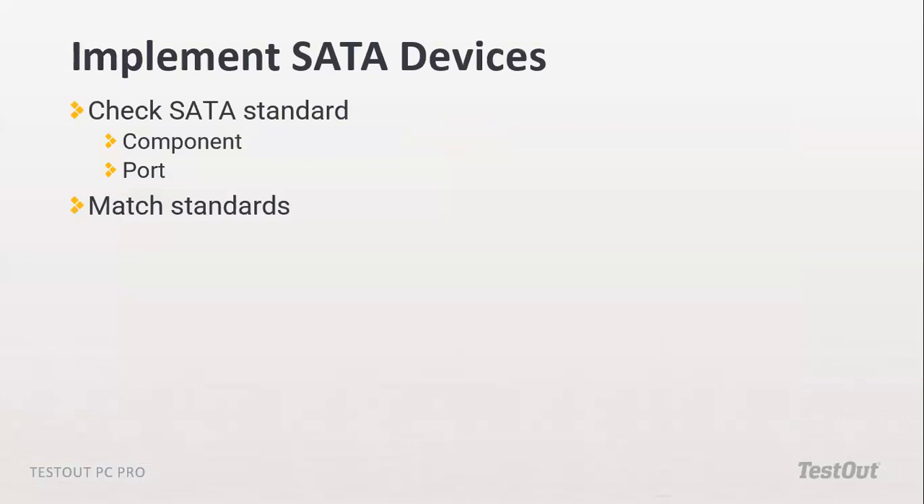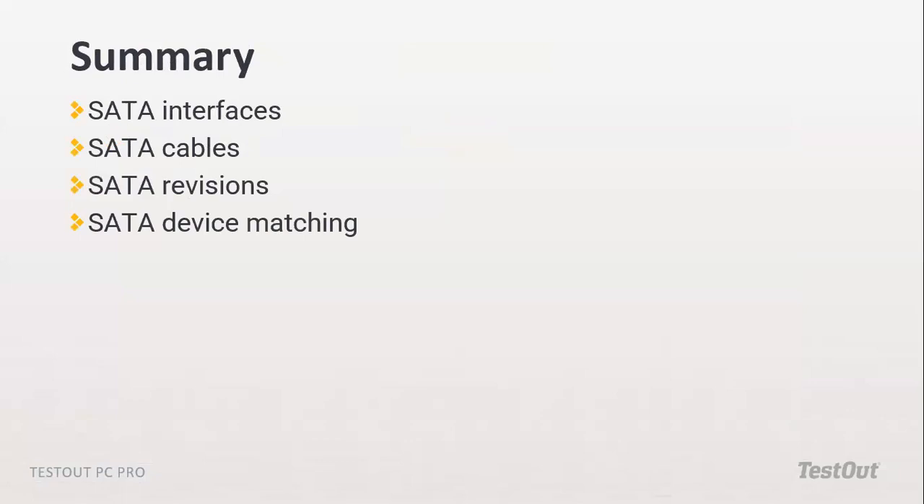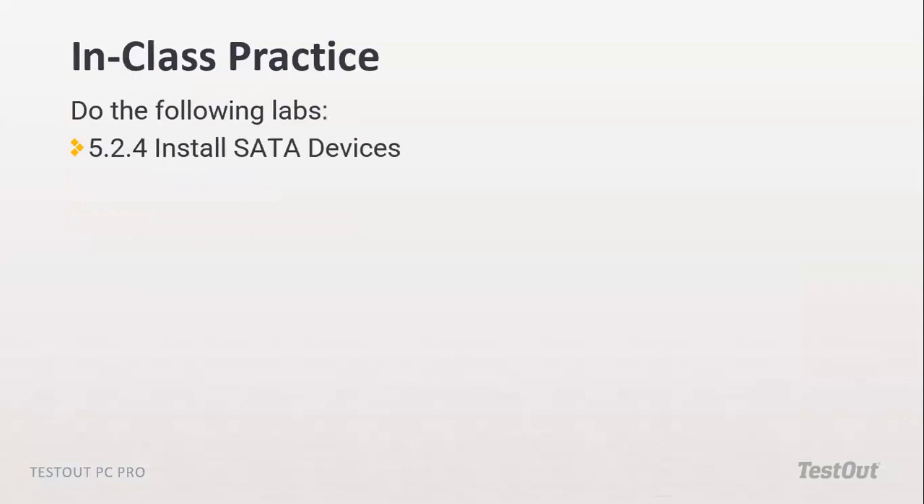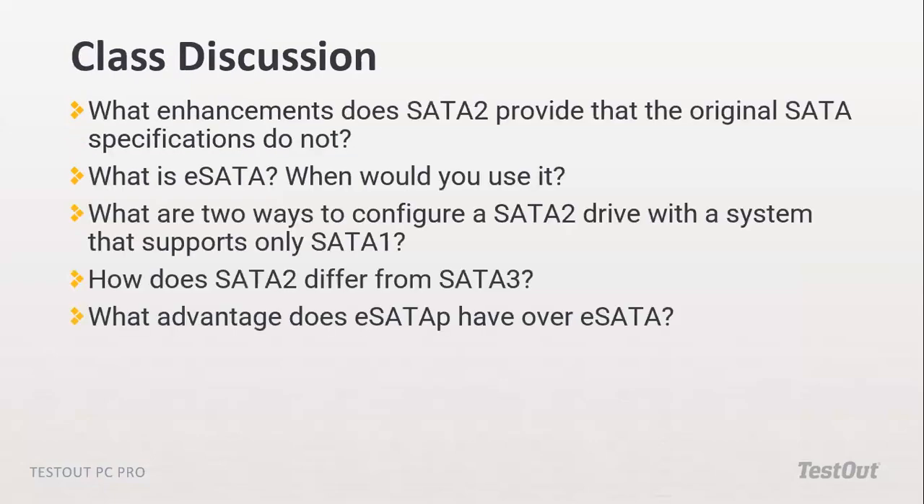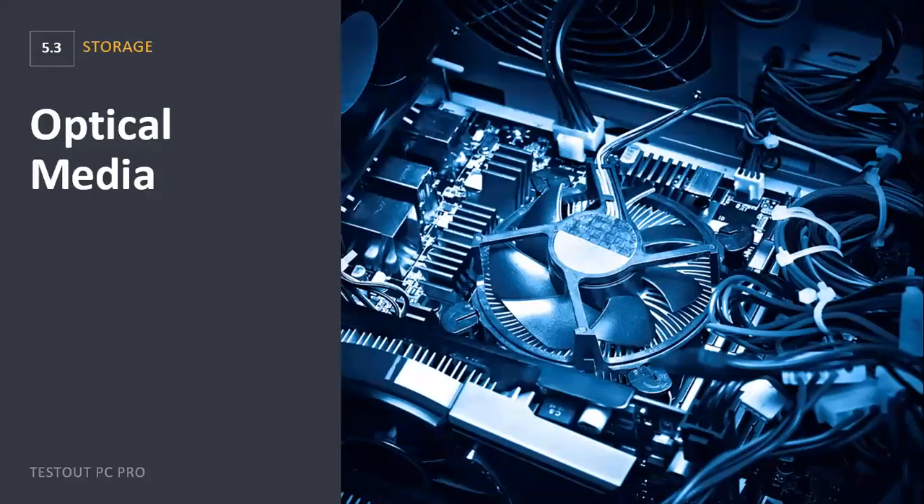To implement SATA devices, we check the SATA standard, the component and the port, and then work with the standards that are matching. So summarily, we have talked about the SATA interfaces, the SATA cables, and the various revisions or generations of SATA, as well as connecting SATA devices to the various matching devices. What you'll be doing within the lab is to install the SATA device. Okay, you're going to install the SATA device.